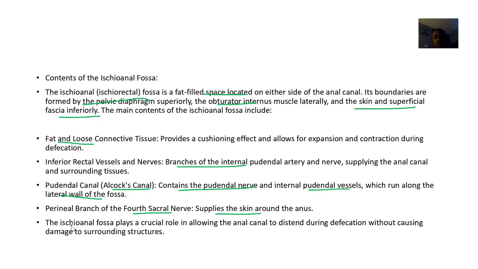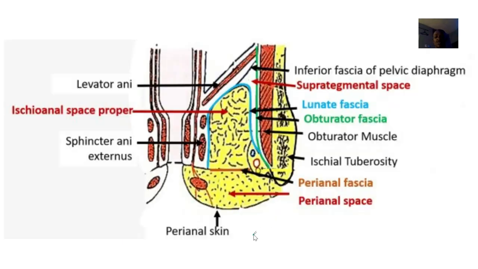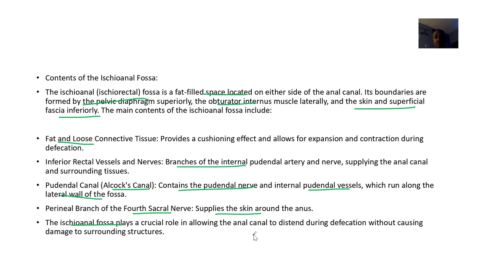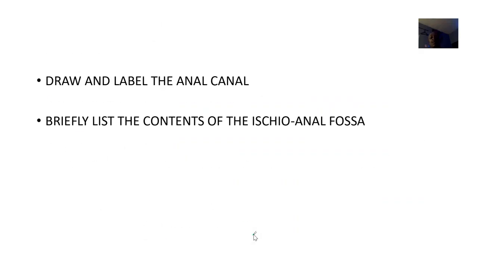The ischioanal fossa plays a crucial role in allowing the anal canal to distend during defecation without causing damage to surrounding structures. So this is it for the ischioanal fossa, also known as the ischiorectal fossa, and the anal canal.